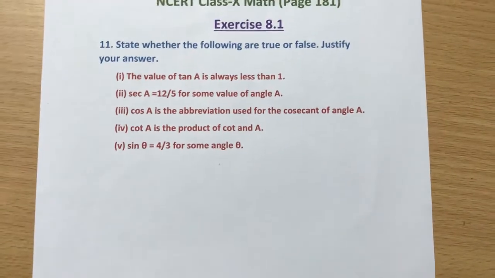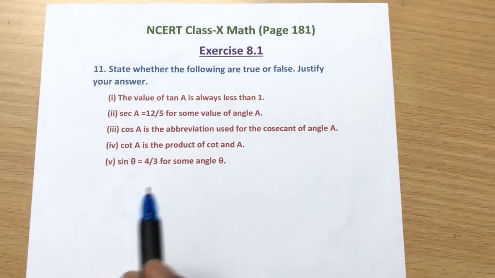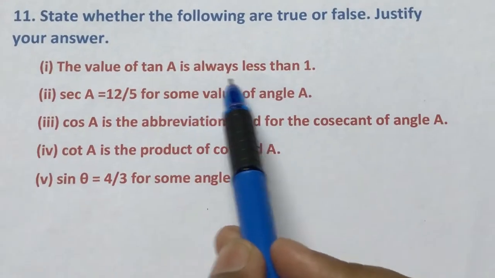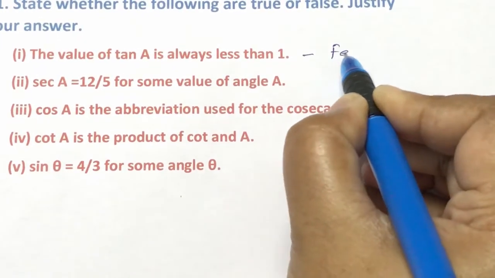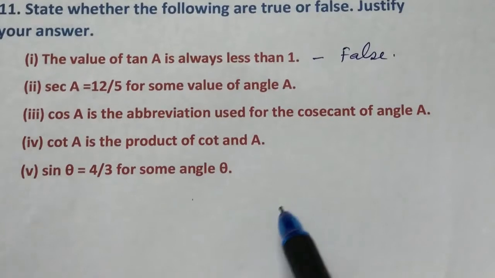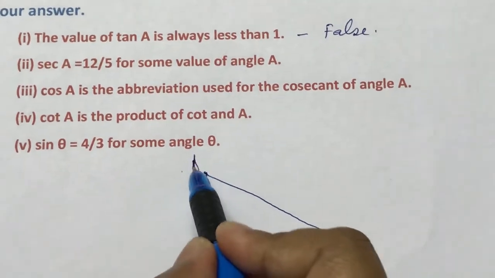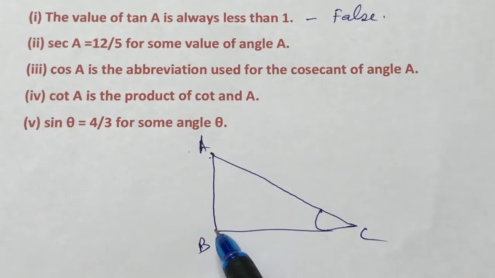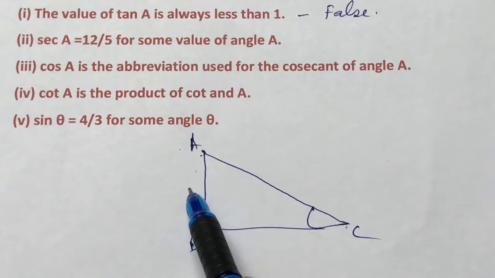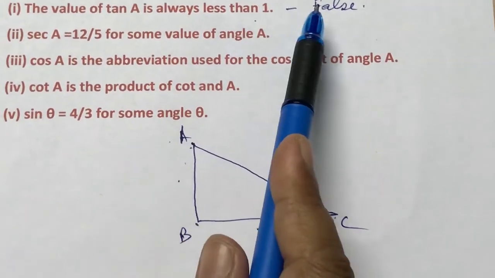Now we go to the last question. Last question is state whether the following are true or false. Now the first statement: the value of tan A is always less than 1. This particular statement will be false. Why? Because in a triangle, if you have a triangle over here, I name it as ABC, what is tan C? Tan C is equal to perpendicular by base. Now perpendicular can be 12, base can be 5. So 12 by 5 is not less than 1. So this is false.